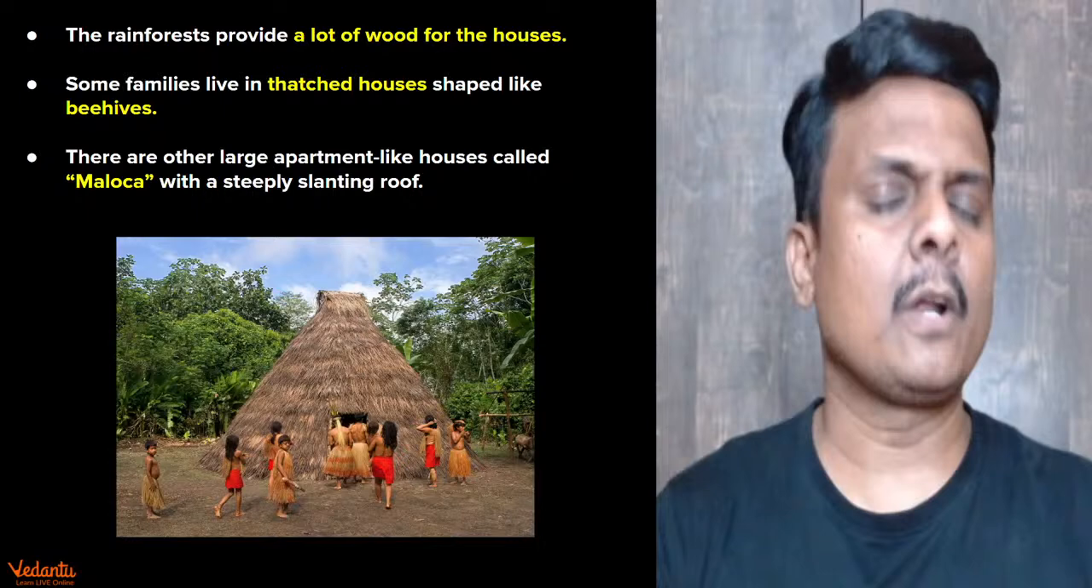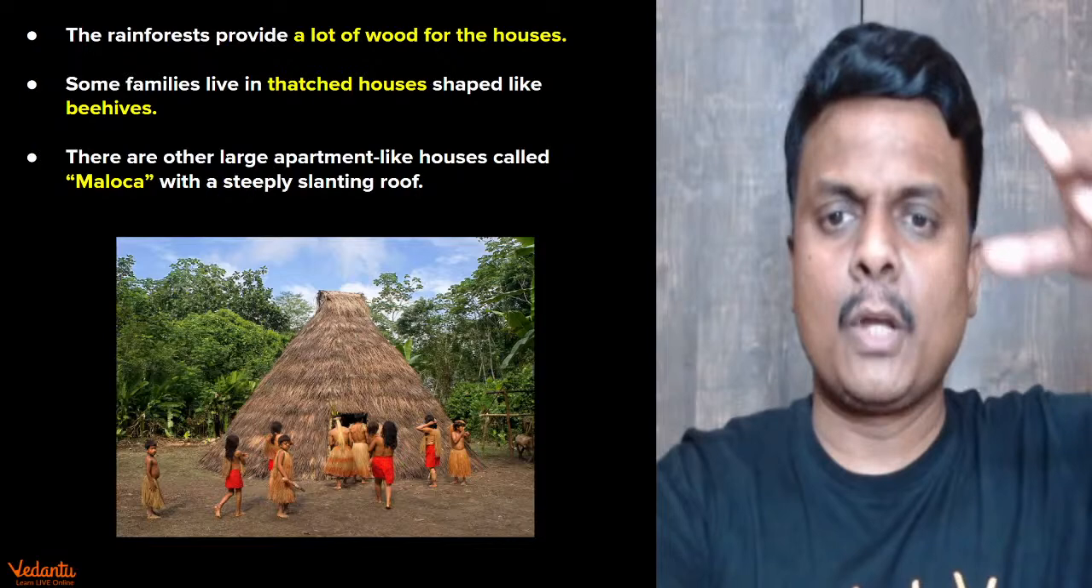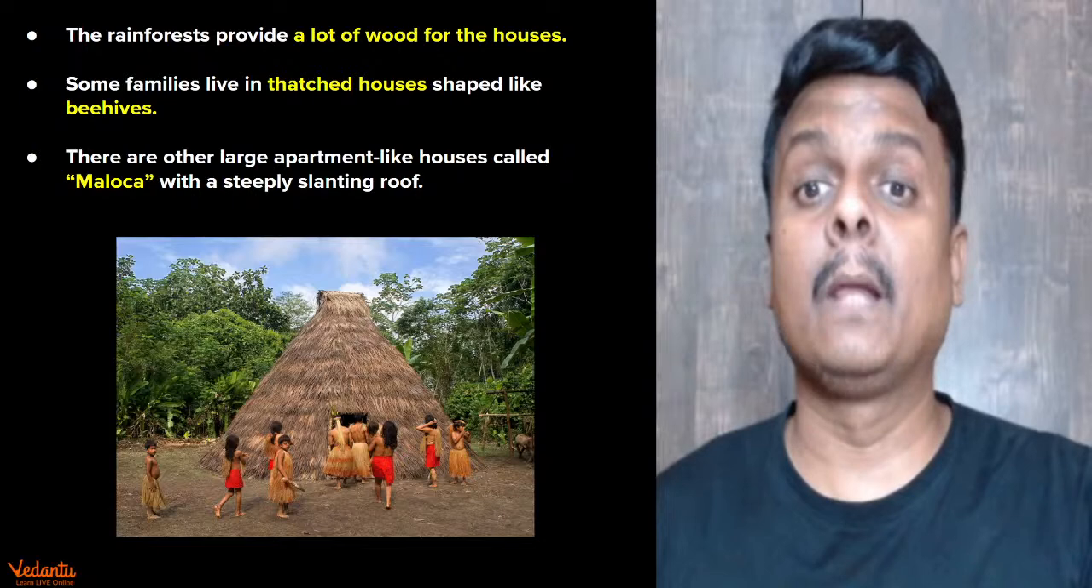Now, the rain forests give a lot of wood, because of which families build thatched houses like beehives, what you see on your screen. They also build huge apartment-like houses, called maloka, which have steep slanting roofs.